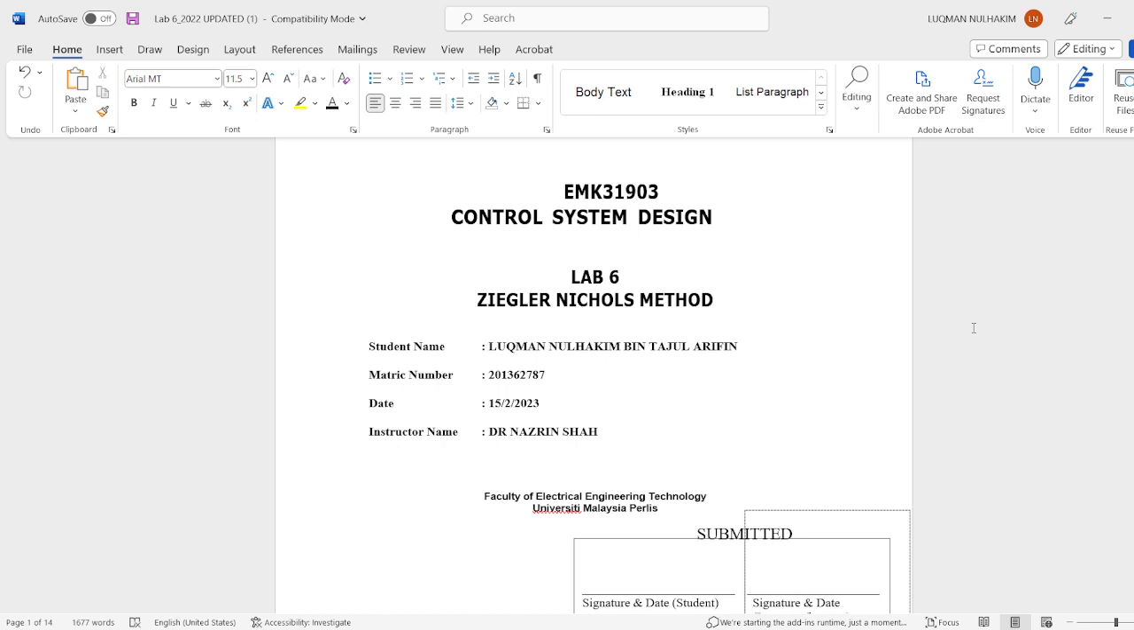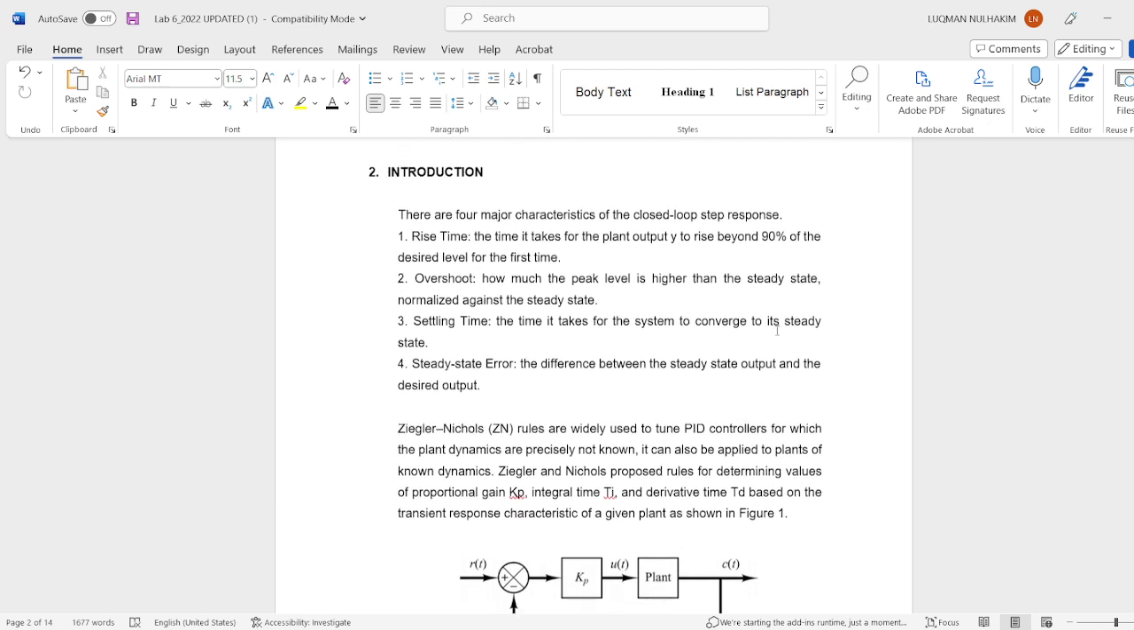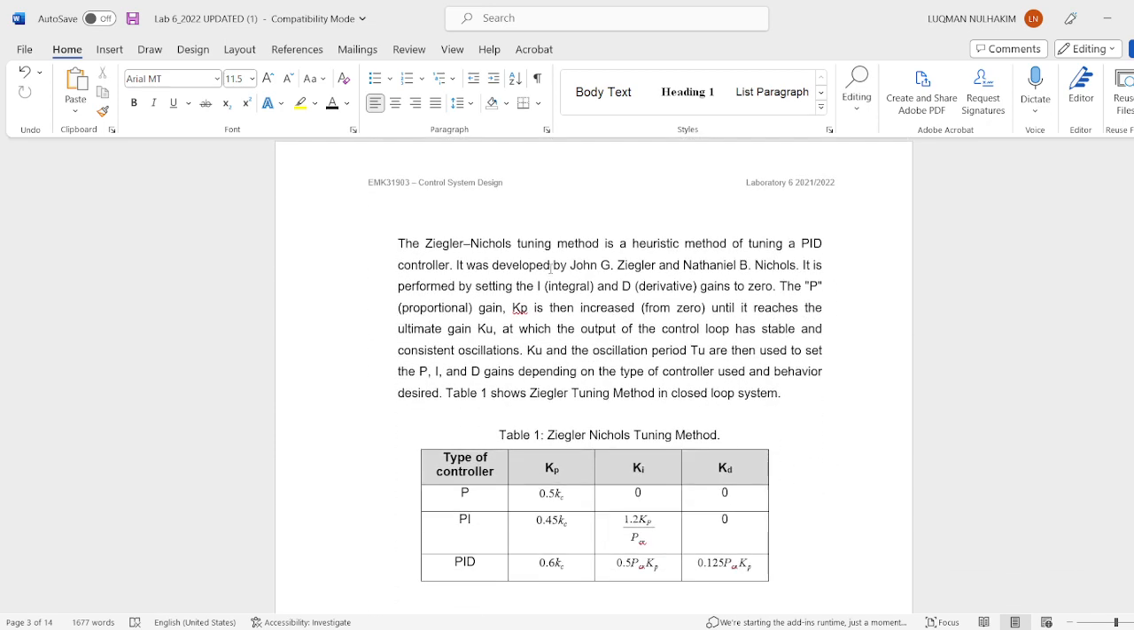So today I'm going to present about Control System Design Lab 6, which is the Ziegler-Nichols method. The Ziegler-Nichols method is a method that is used to tune the PID controller. It was developed by John G. Ziegler and Nathaniel B. Nichols.